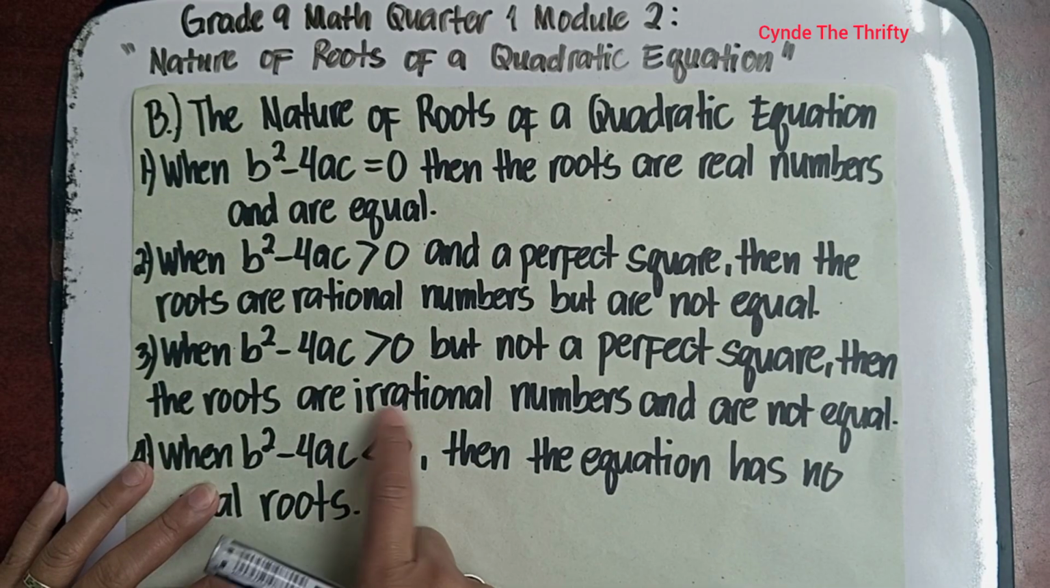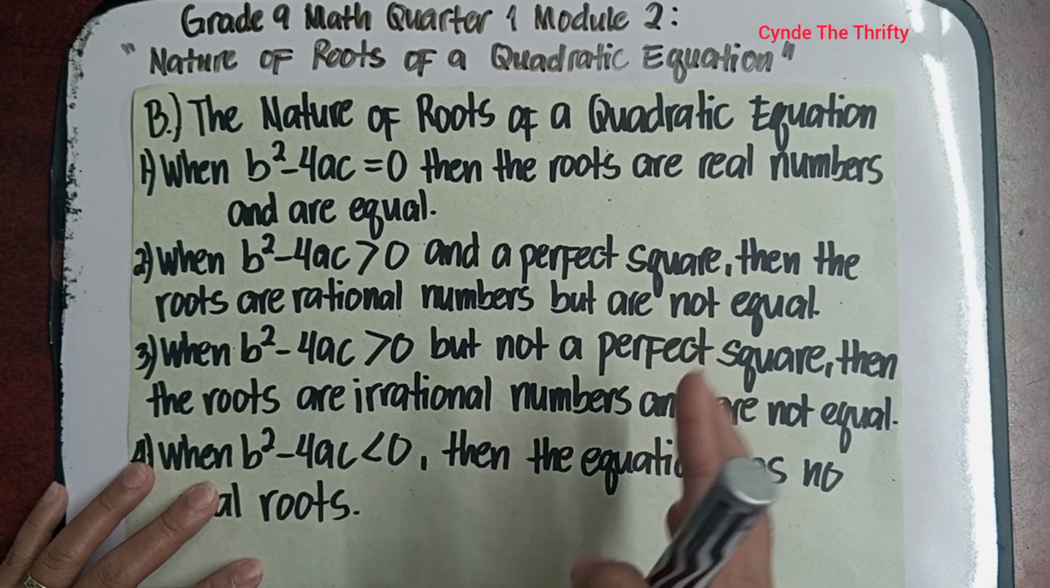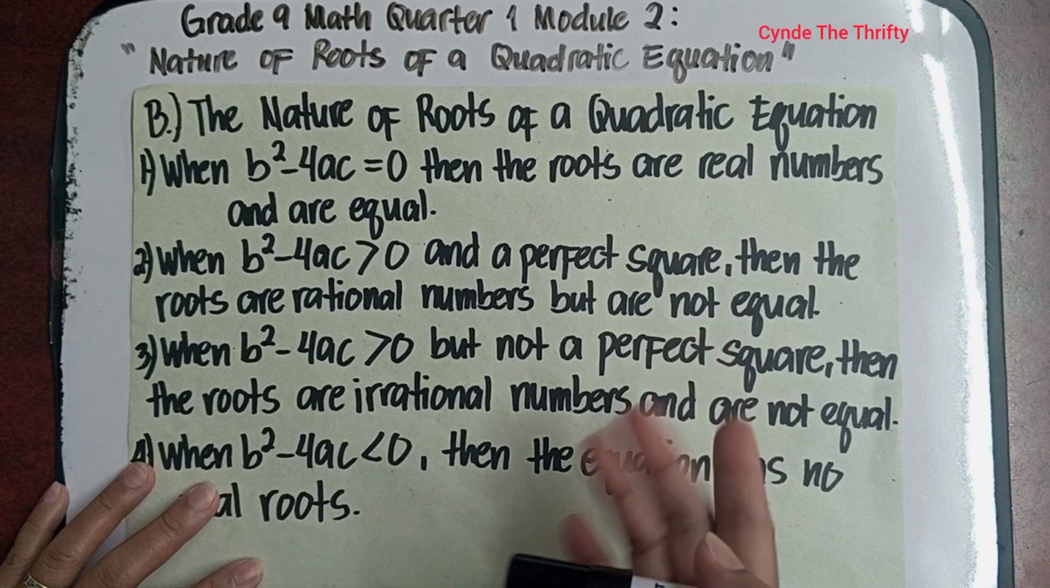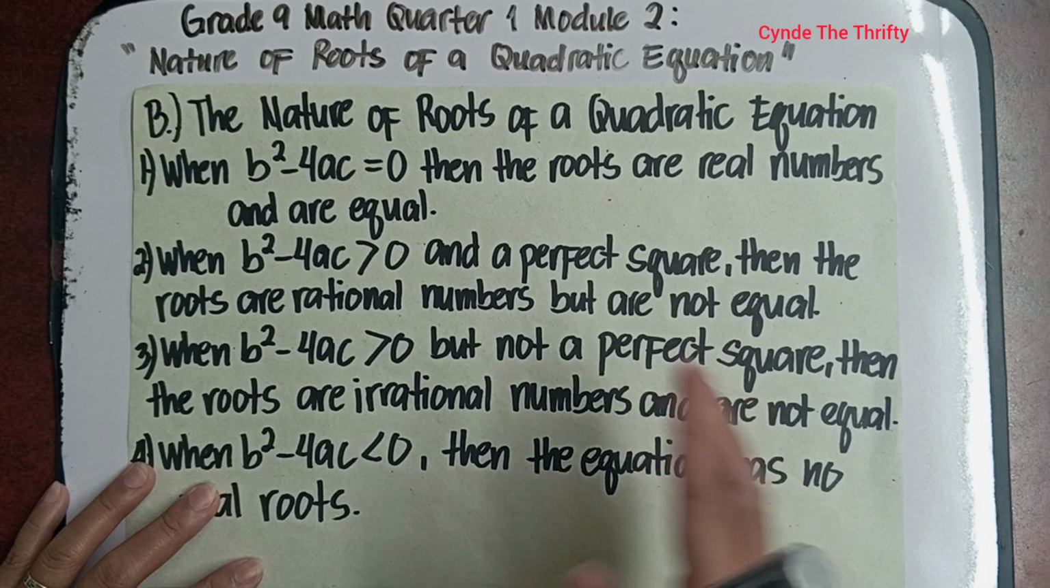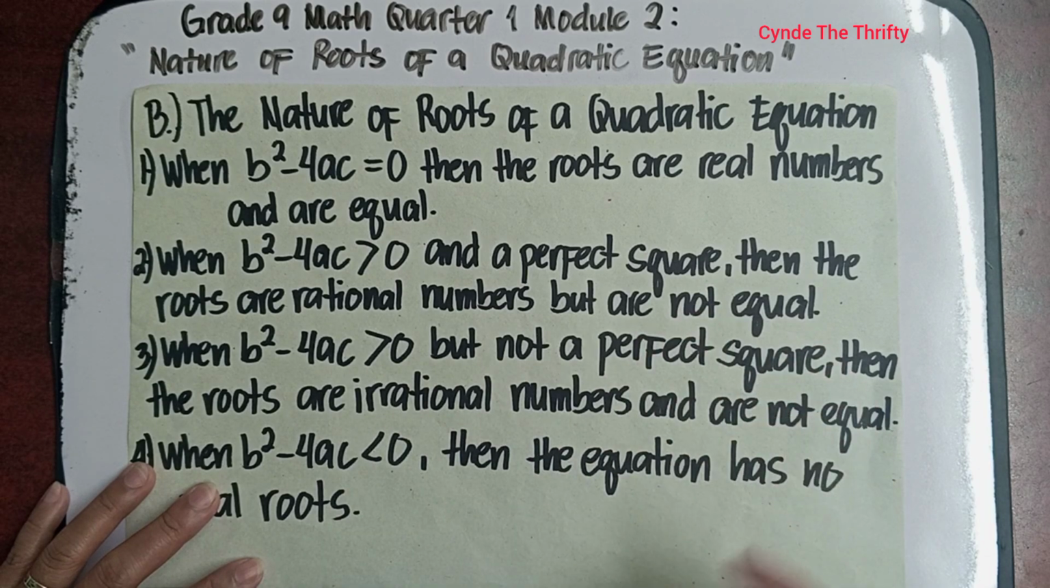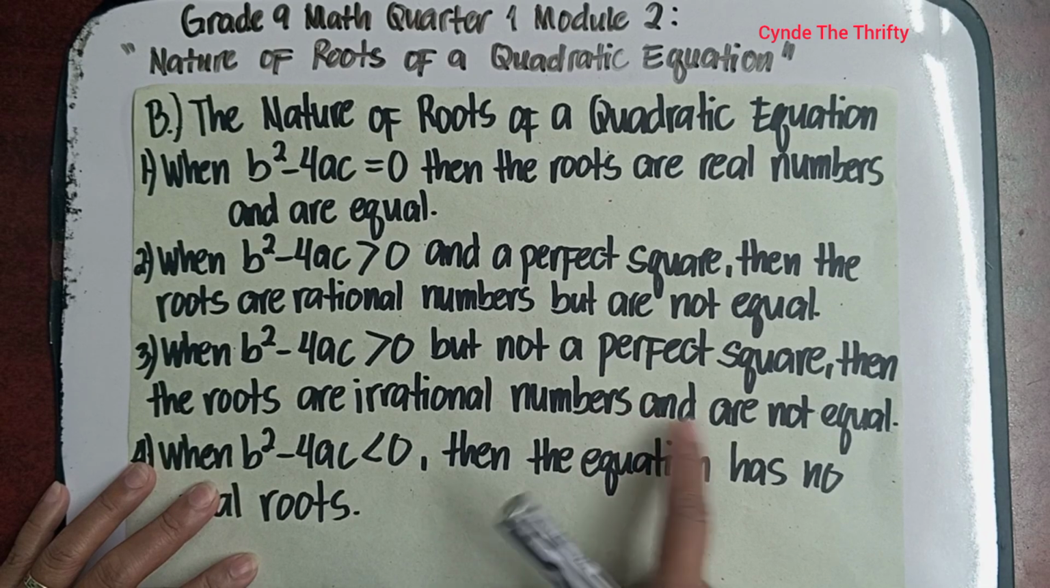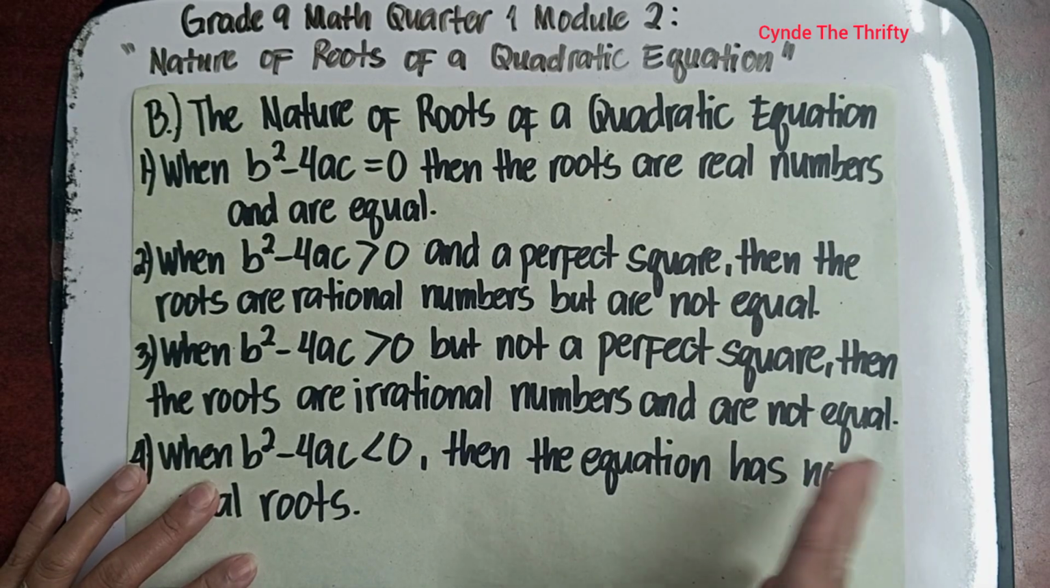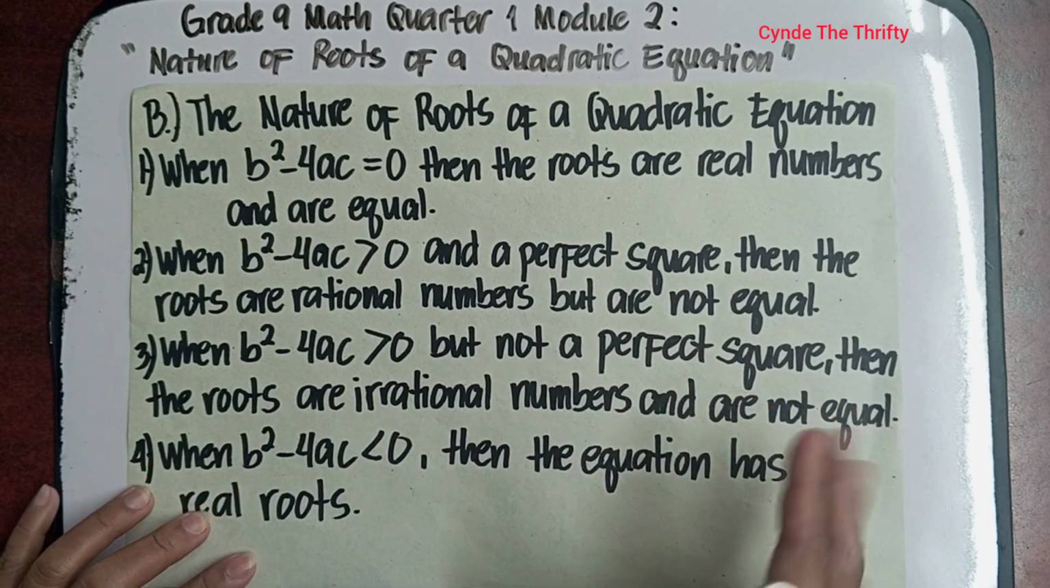Ano naman itong irrational numbers? Ang irrational numbers, ito yung mga numbers na nasa loob ng radical sign. Okay, so hindi mo siya pwedeng i-express into fraction. And are not equal. Hindi sila equal. Okay, yung both sides is hindi equal.